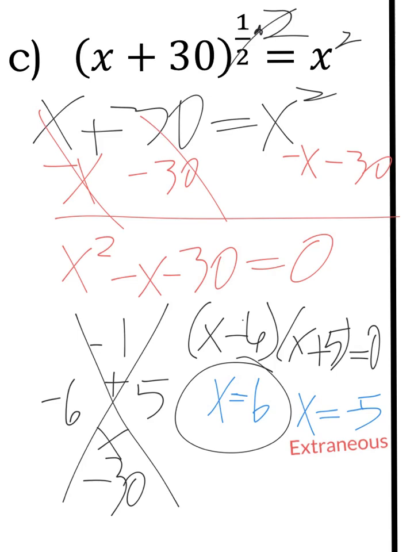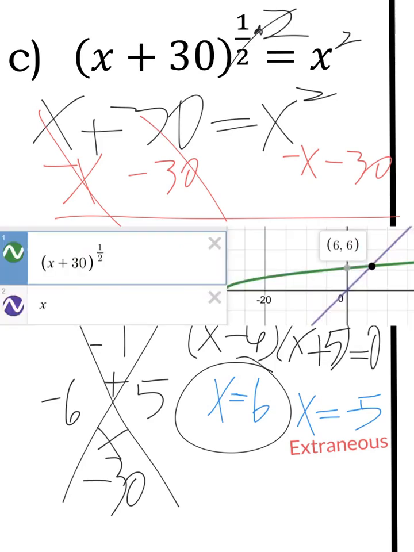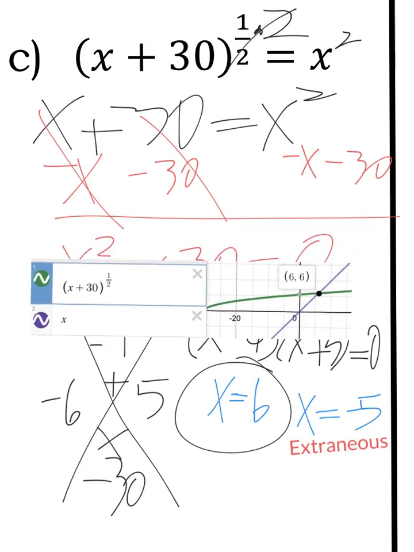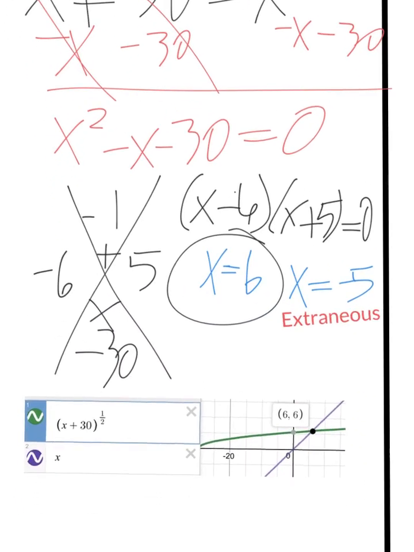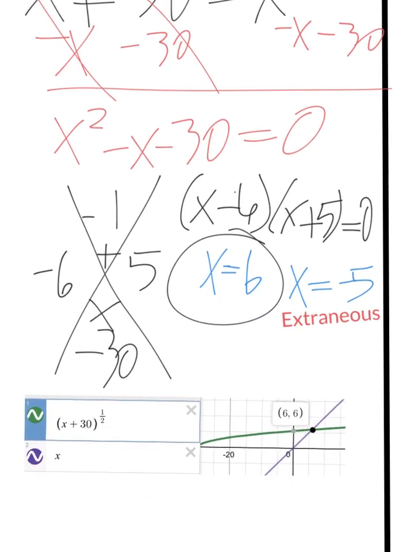But for a quick answer, let's just look at the graph and look at where they intersect. If there's two answers, then they should have two intersections. And so here is x plus 30 to the 1/2, and then x graphed. And they just intersect once, and that's at 6, okay? So if it's only hitting once at the intersection, then there's only one answer, all right?